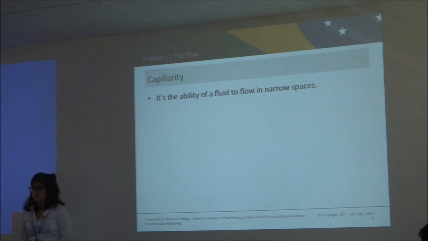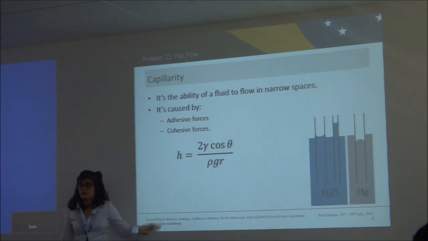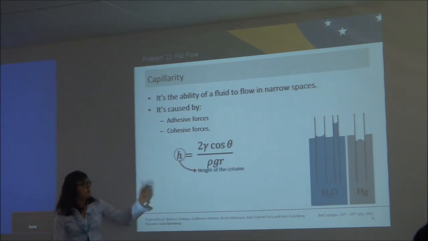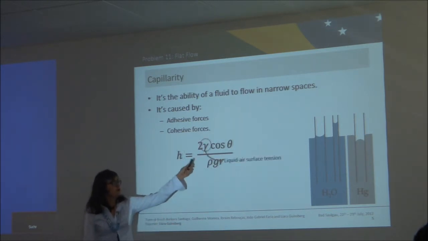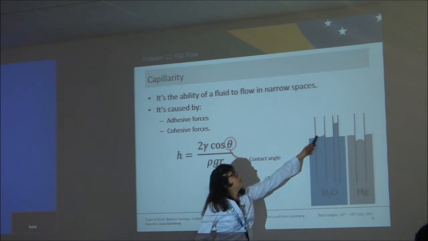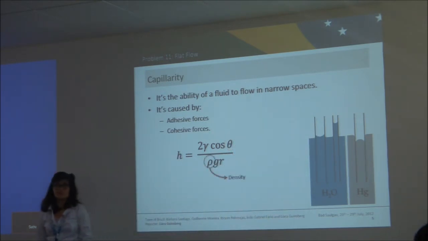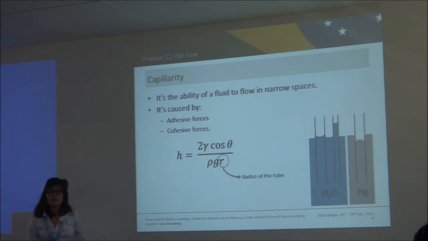Capillarity is the ability of a fluid to flow in narrow spaces. It's caused by the adhesive forces and cohesive forces. And we can calculate the height of a meniscus with the liquid-air surface tension, the contact angle, that is this angle right here, the density of the fluid, and the radius of the tube.